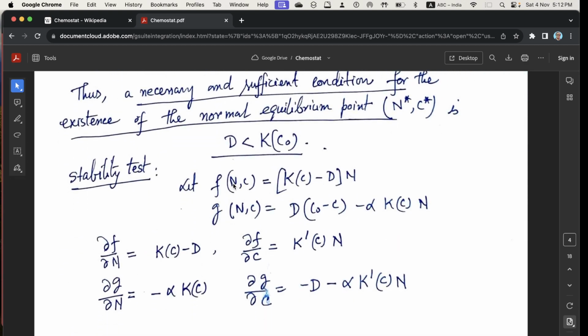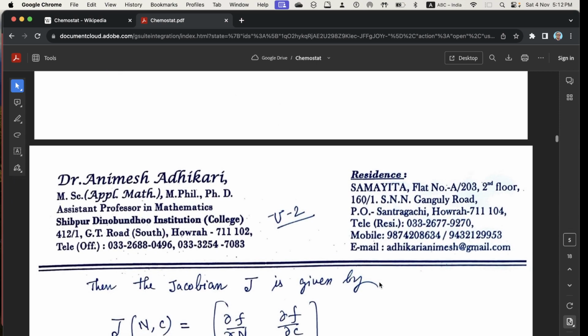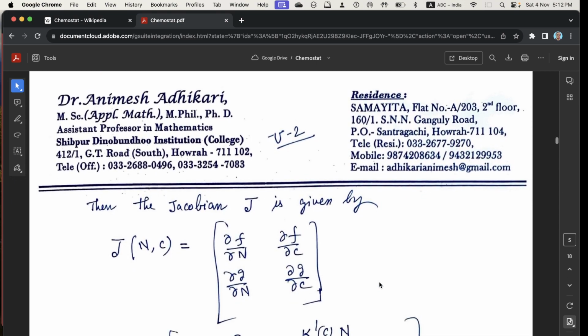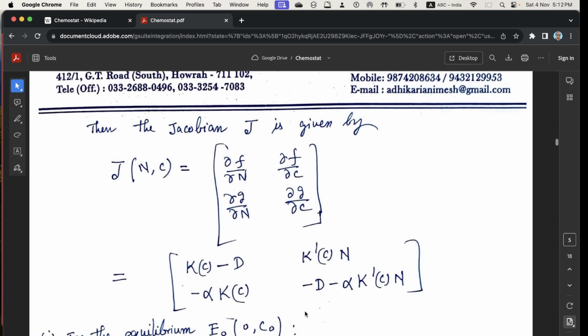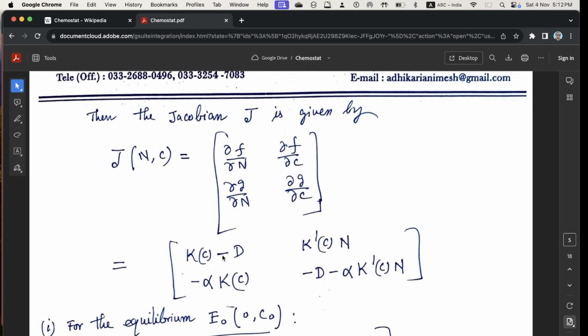Then the partial derivatives: del f del N equals K(C) - D, and del f del C equals K dash(C) times N. Del g del N equals minus alpha K(C), and del g del C equals minus D minus alpha K dash(C) times N. Then the Jacobian matrix for the system, J, equals del f del N, del f del C, del g del N, del g del C, that is (K(C) - D, K dash N; minus alpha K, minus D minus alpha K dash N).